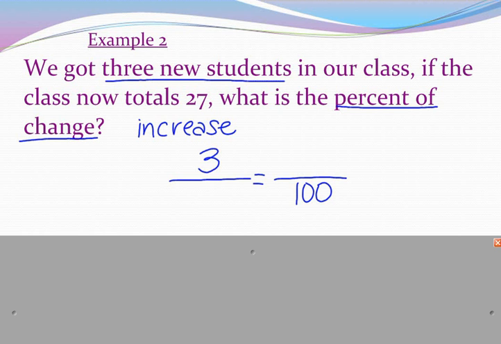And our class is now 27. Well, how much was it originally? That's what goes on the bottom, and that's going to be 24. I got that 24 because I did 27 take away 3. And then I'm going to set up my proportion, cross multiply 3 times 100, divide by 24, and I get x equals 12.5%. And that 12.5 is a percent increase.